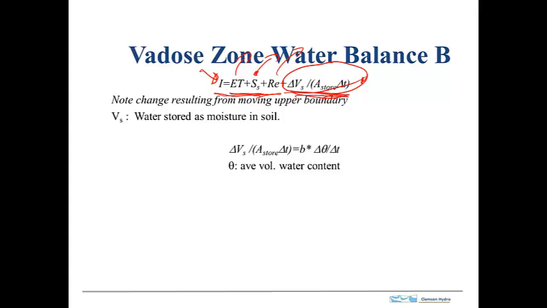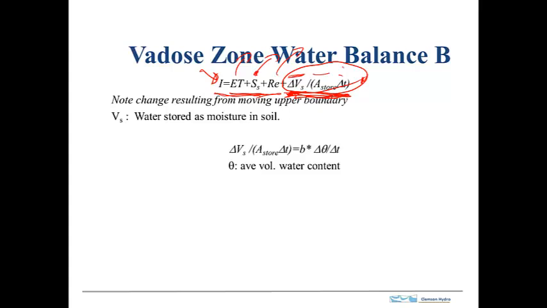Right now it's kind of abstract. We have the volume stored within the vadose zone. That's this thing right here: volume stored per area, change of time. So how do we go about measuring that?